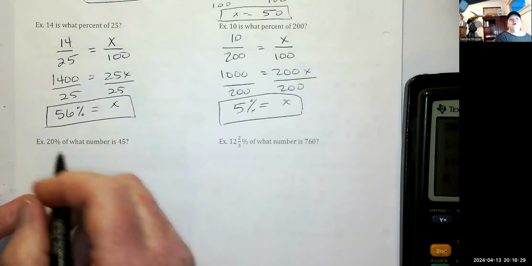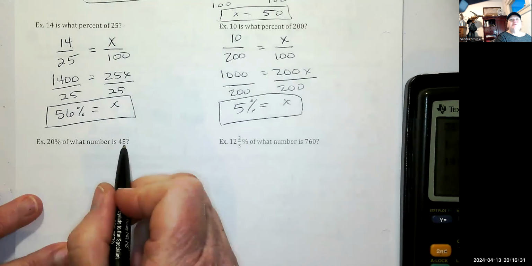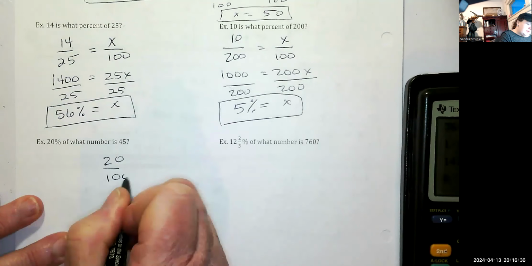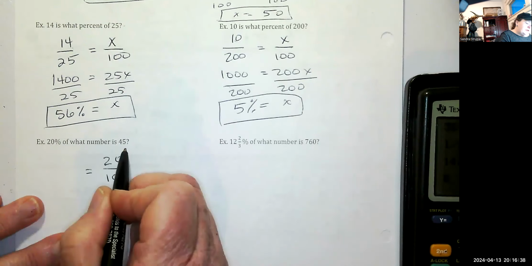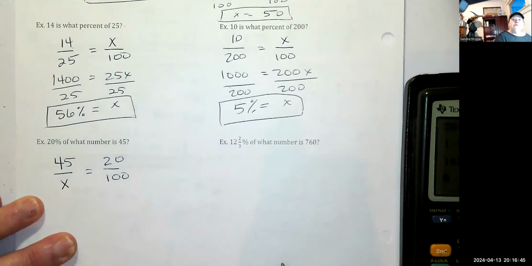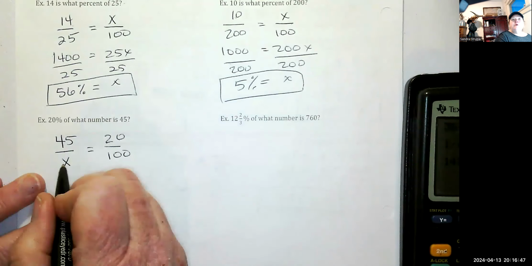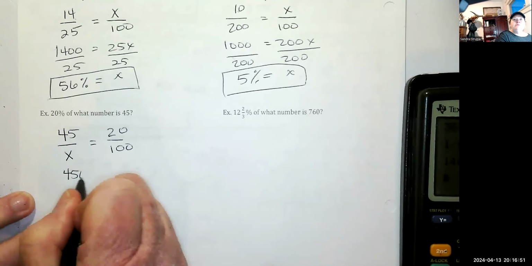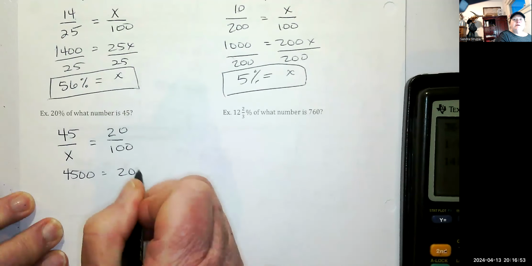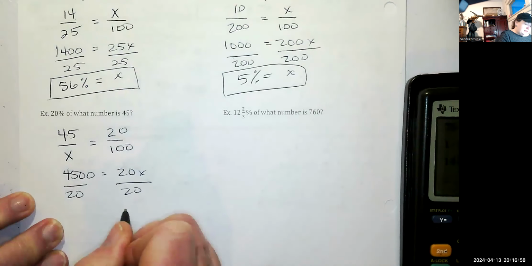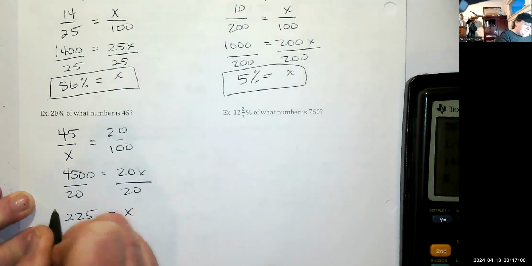Okay. 20% of what number is 45? So the 20% is our 20 over 100. The 45 is going to be in the top, because remember that's our "is," and we're looking for the "of." All right, of what number? Cross multiply. 45 times 100 is 4,500. 20 times x is 20x. Divide both sides by 20. And x is equal to 225.